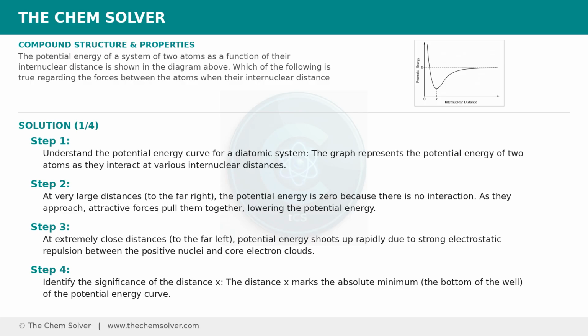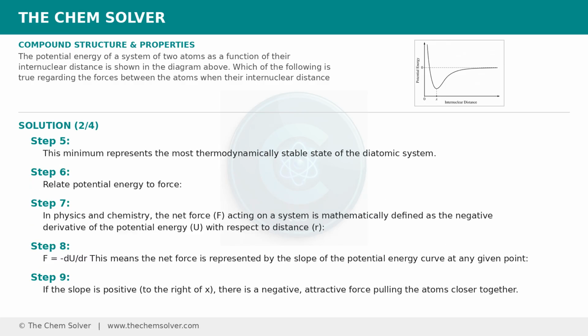At extremely close distances, to the far left, potential energy shoots up rapidly due to strong electrostatic repulsion between the positive nuclei and core electron clouds. Identify the significance of the distance x. The distance x marks the absolute minimum, the bottom of the well, of the potential energy curve. This minimum represents the most thermodynamically stable state of the diatomic system.